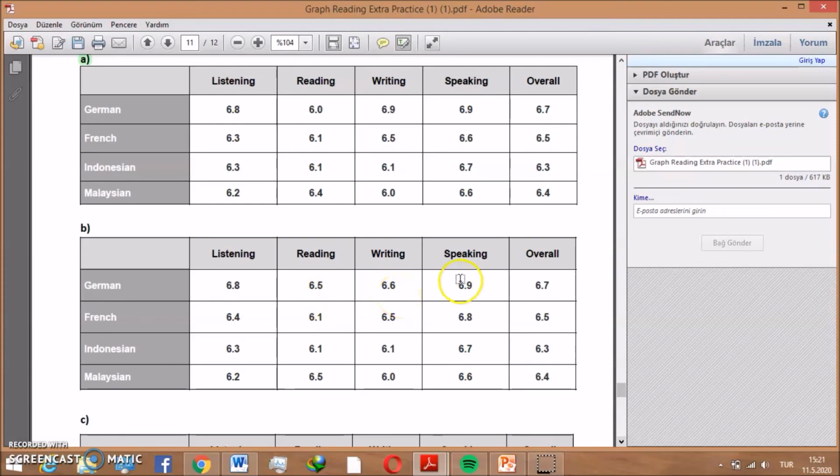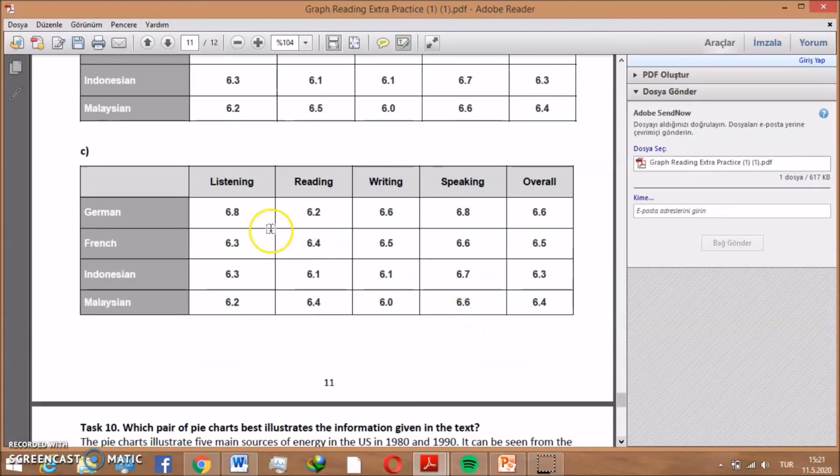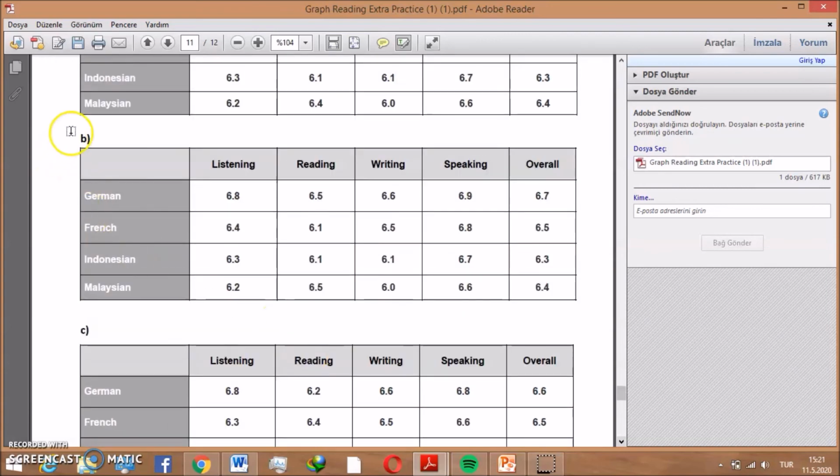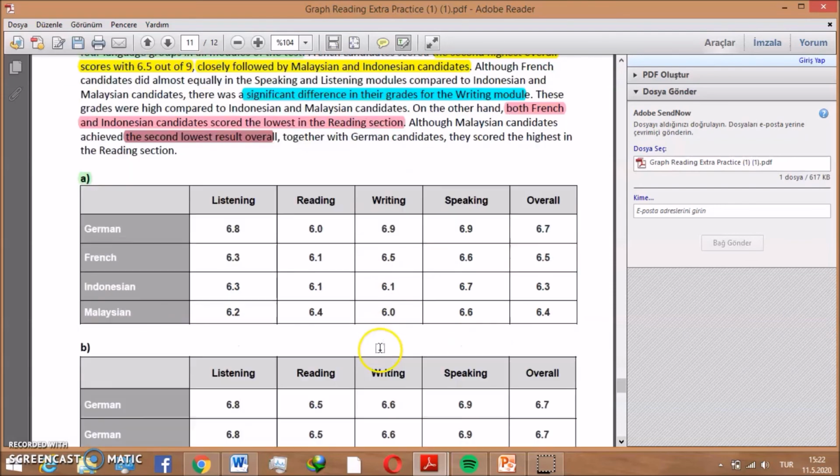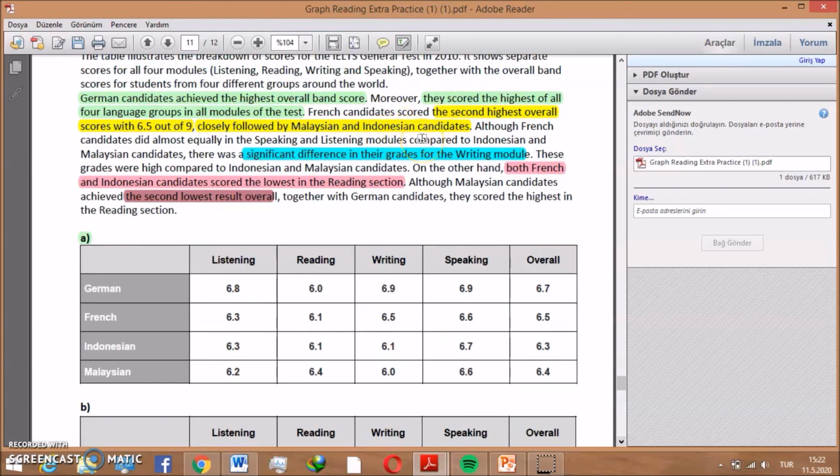And this is the highest one, and this is the highest one. Okay, so let's check C. This is highest, but here French has the highest score. Therefore, our answer is B. So we found the answer at the beginning, but again, as I said before, you need to check other information too to make sure that your answer is B. So let's keep going.